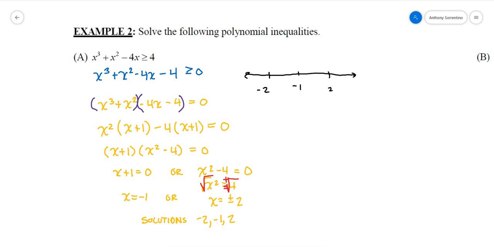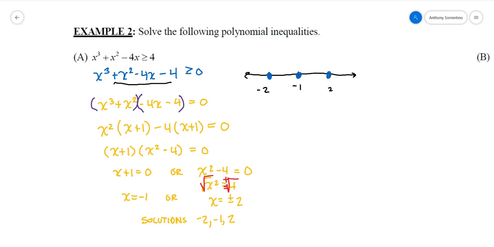Now, since negative 2, negative 1, and 2 are the values that would make this left-hand side equal 0, and of course make the original inequality's left-hand side equal to 4, those are part of the solution because I want greater than or equal to. So I'm going to put solid dots here, ones that are filled in, no holes, solid dots.